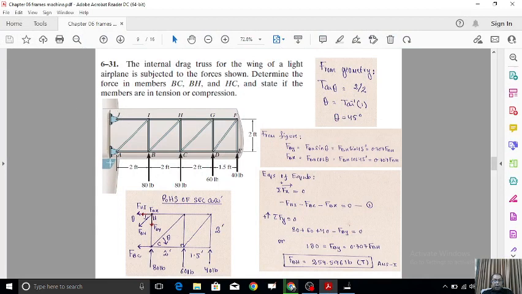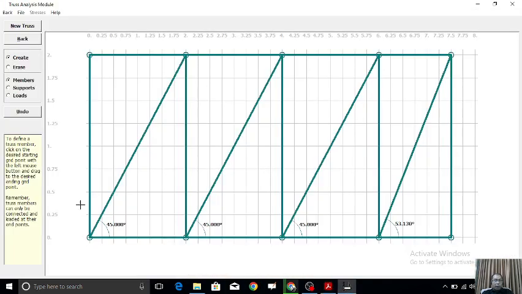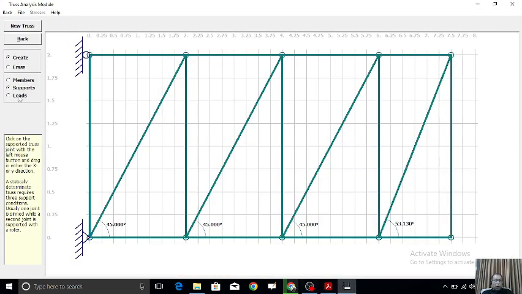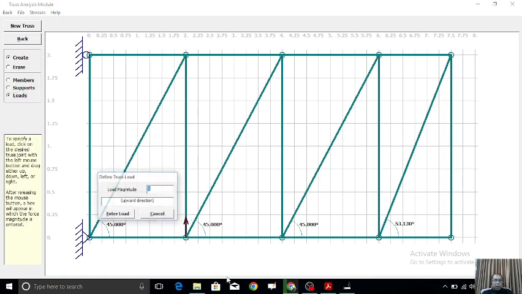Now we need these supports, the pin and the roller support, and we need these four forces. So the supports: you can call this a roller support, and then from here you've got a pin support and a roller support. Then we have 80 pound, 80 pound, 60 and 40 pound forces. So you go here, loads. If you look at it, this is an 80 pound force.